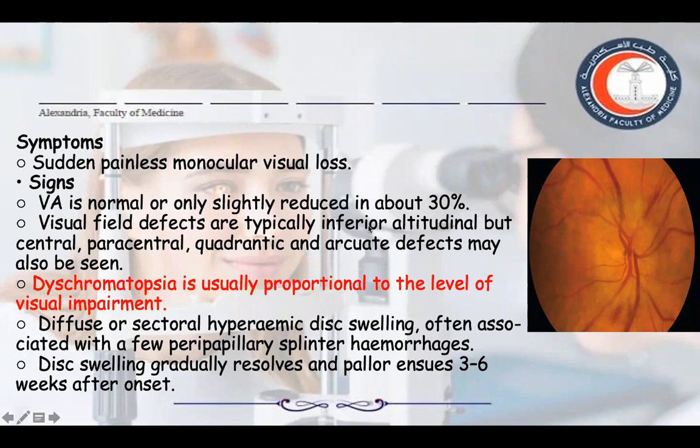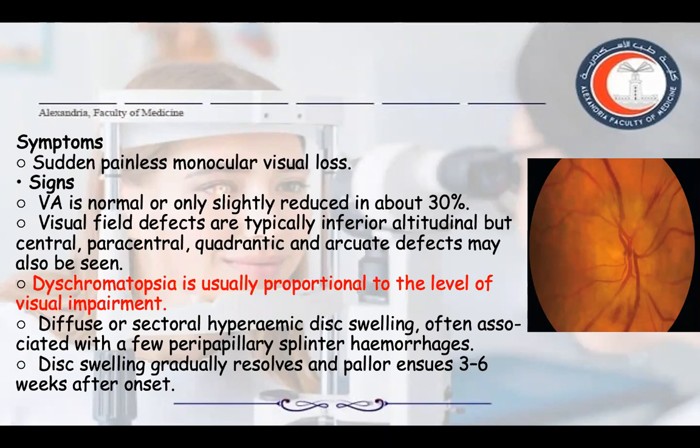I have shown you before how optic nerve affection can cause many patterns of visual field defects. It can be central, paracentral, arcuate, but it's usually inferior altitudinal here. Very important, what I have put in red: the dyschromatopsia, or color vision affection, is usually proportional to the level of the visual impairment.